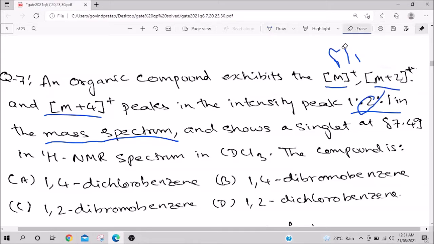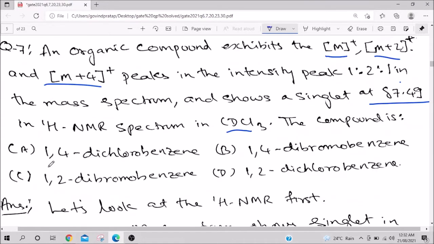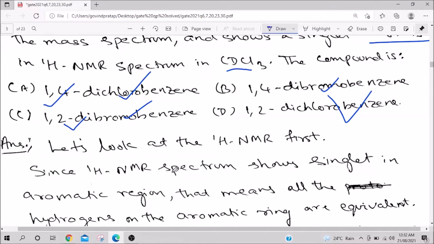Okay, so that's what they have observed, and what they see is the product shows a singlet at delta 7.49. Now remember this region from 7 to 8, it is the aromatic region in proton NMR. So mostly aromatic protons come there. Some exceptions will be there, exceptions are always there, but generally that's what it is. Okay, and what it says is proton NMR in CDCl3 is there. So the compound, they are saying it is 1,4 or 1,2, one is dichloro, one is dibromo, again dibromo dichloro. So basically it is saying dihalogen benzenes are there.